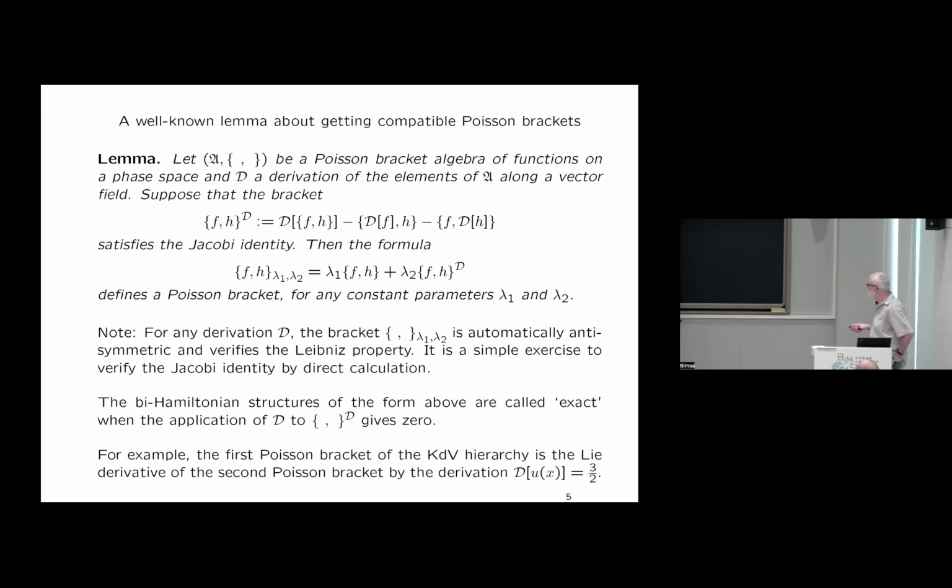For example, in the KdV example, the first bracket is the Lie derivative of the second one. Then the derivative of the basic variable, the KdV field, is just this. So I will be using this mechanism to construct compatible Poisson structures in the context of many-body models.